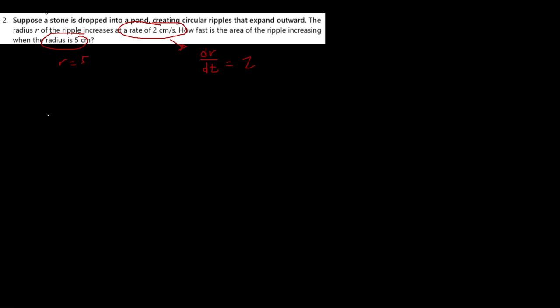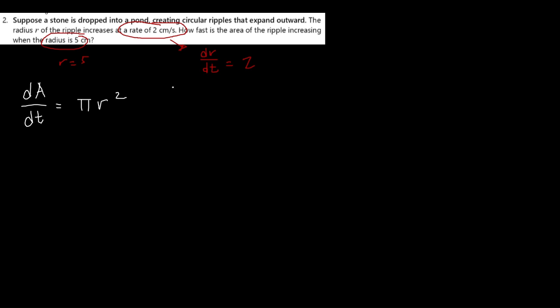Alright, so now, since it's asking how fast is the area of the ripple, that means we are going to be finding dA over dt. The formula for area, right, is pi r squared.